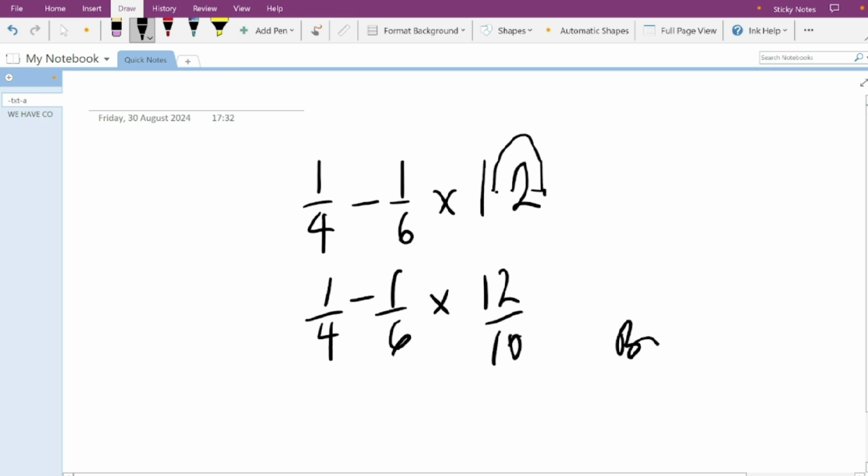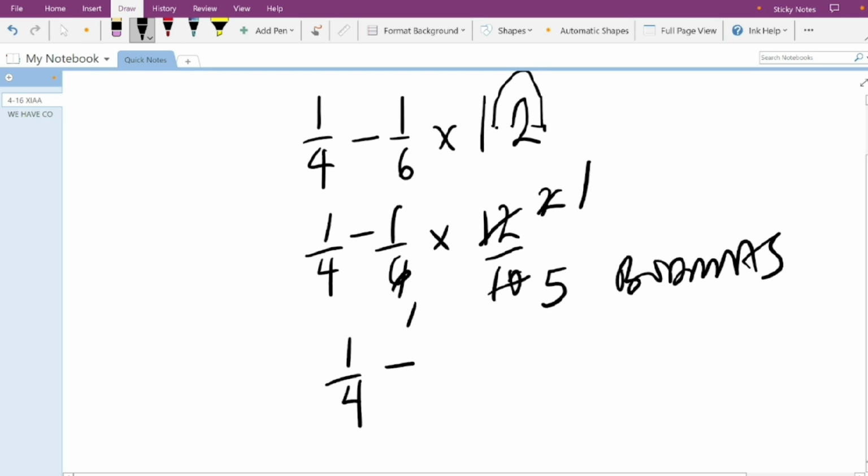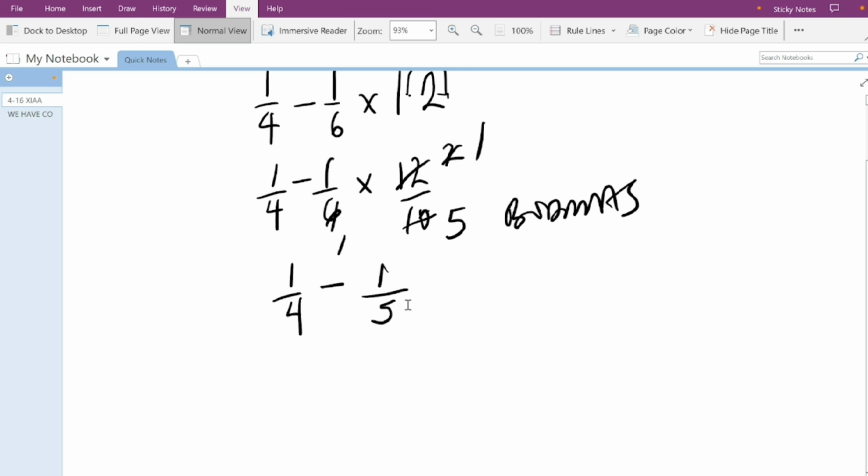Now, since it's BODMAS, we have to multiply before we subtract. We can choose to cut to the lowest term. We can say 6 here 1, because 6 can go in 6 and 6 can go in 12. So we can say 6 in 6 1, 6 in 12 2. And we can still go 2 here 1, 2 in 10 5. So we'll bring it to the lowest term. We have 1 over 4 minus 1 times 1 is 1 over 1 times 5 is 5. So at this point we have 1 over 4 minus 1 over 5.